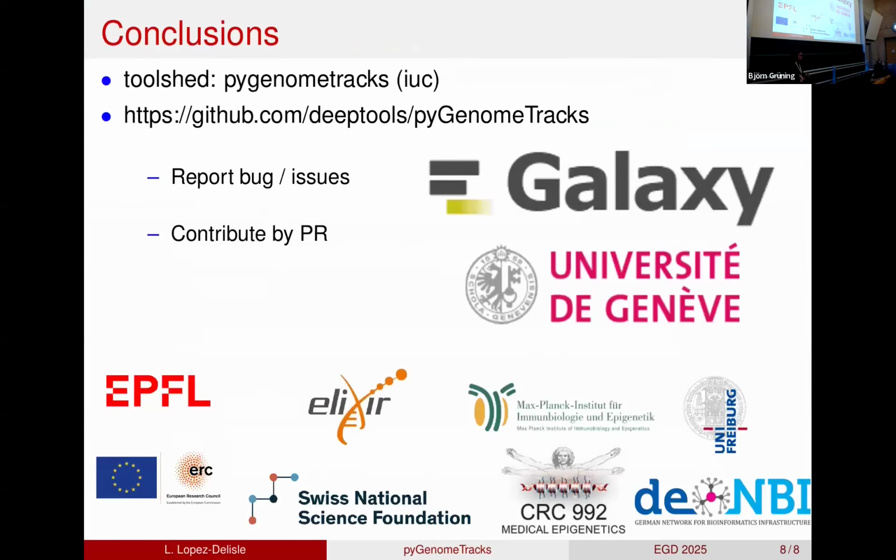So pyGenomeTracks is on Toolshed. There is a new version that has been published yesterday on the Toolshed. So it will be soon on usegalaxy.eu next week. And we are developing it on GitHub. So this is the place where you can report bugs, if you are reporting issues, but you can also contribute if you feel like you have an idea of which track would be good to be included into this project. You can make a pull request.